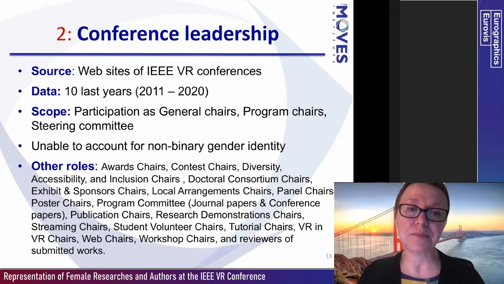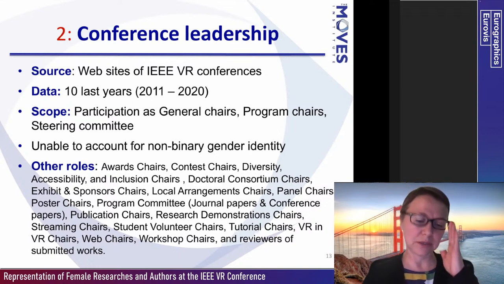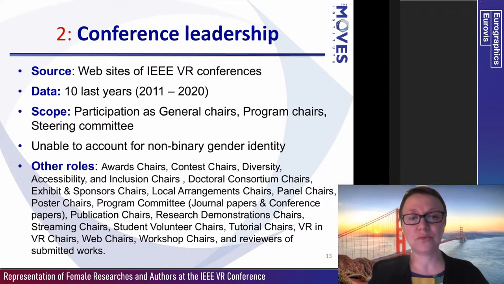The second aspect of the conference I wanted to analyze is conference leadership. As a source, I used websites of past IEEE conferences and analyzed the last 10 years. I didn't analyze all the roles that volunteers could have, but I focused on three of the most prominent roles: the general chairs, program chairs, and steering committee. Those are the committees and groups that make the most crucial decisions, paint the big picture about the conference, and guide everyone else.